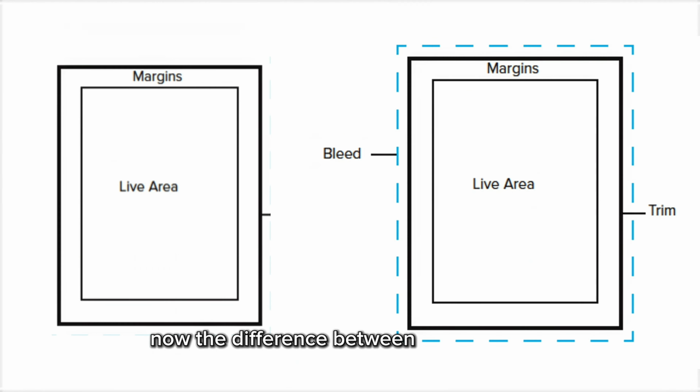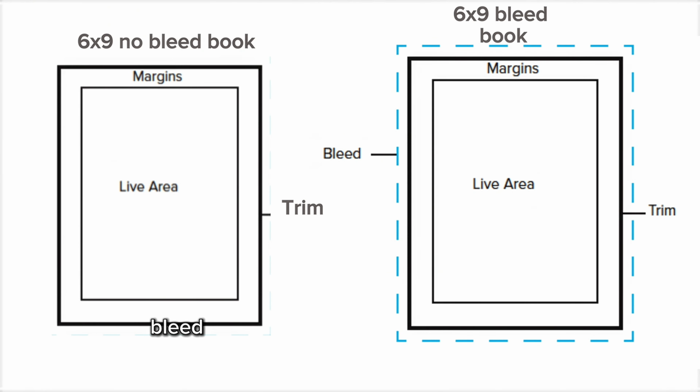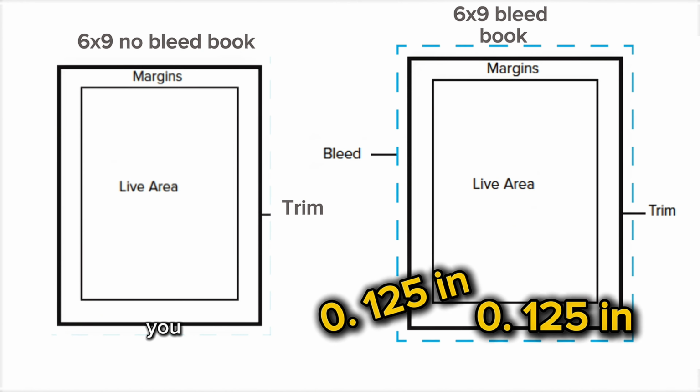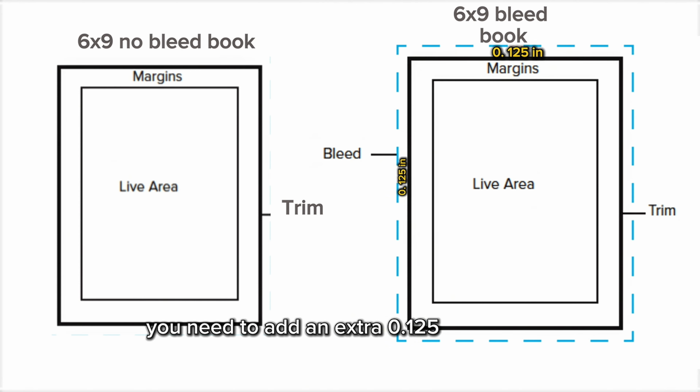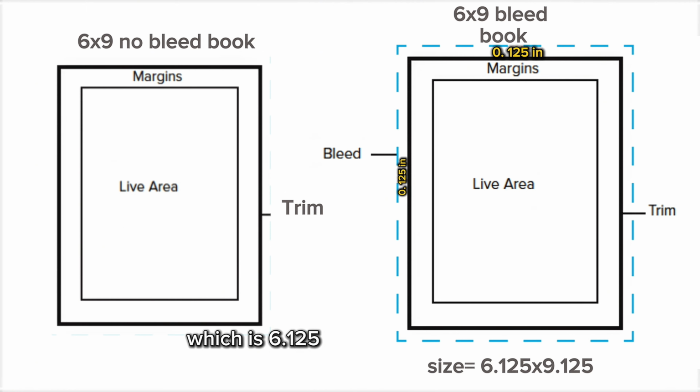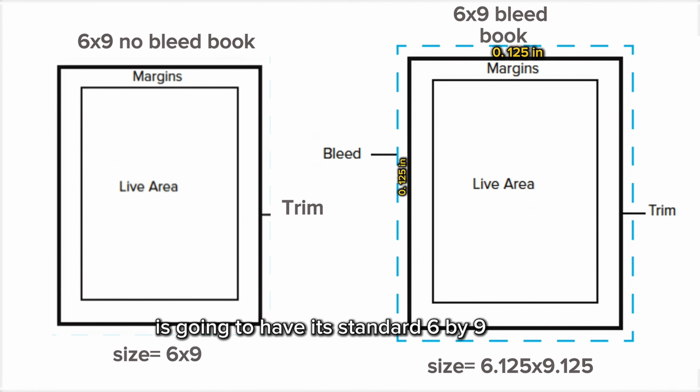Now, the difference between a 6x9 book bleed page size and no bleed page size is that for a bleed page size, you need to add an extra 0.125 to both the height and the width, which is 6.125 by 9.125. Meanwhile, the no bleed page size is going to have its standard 6x9 page size.